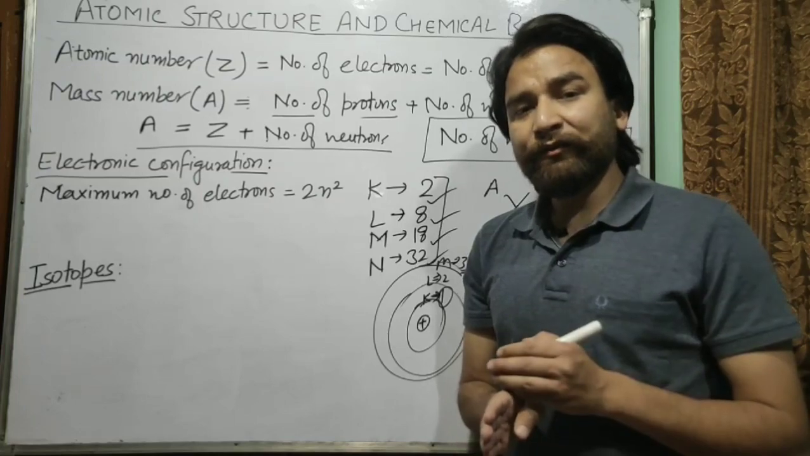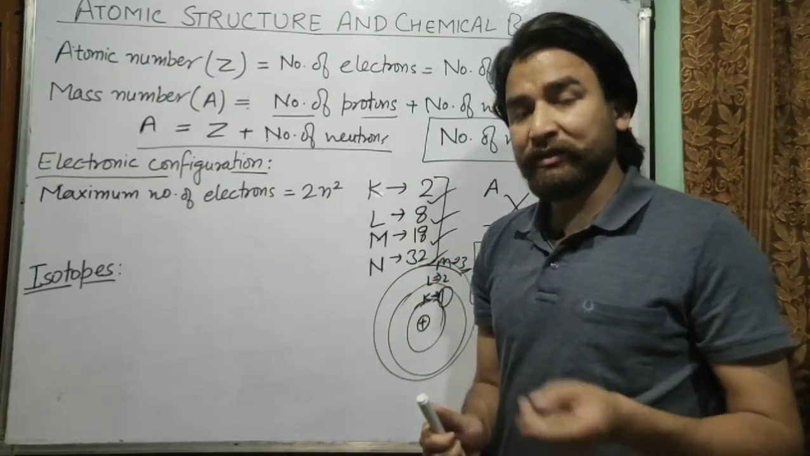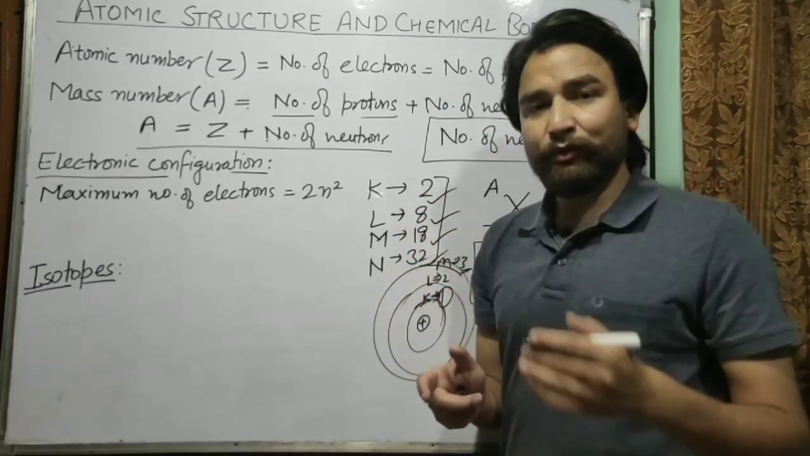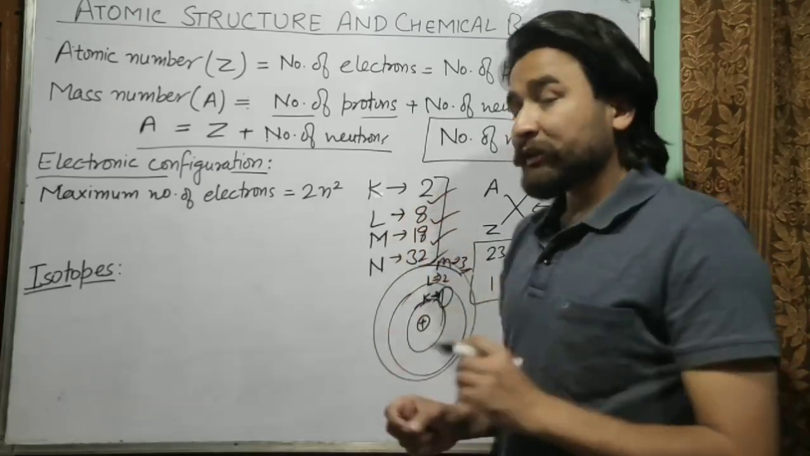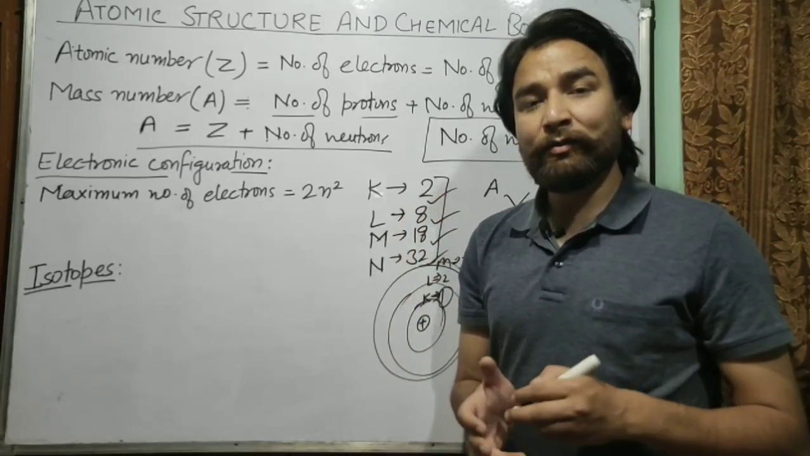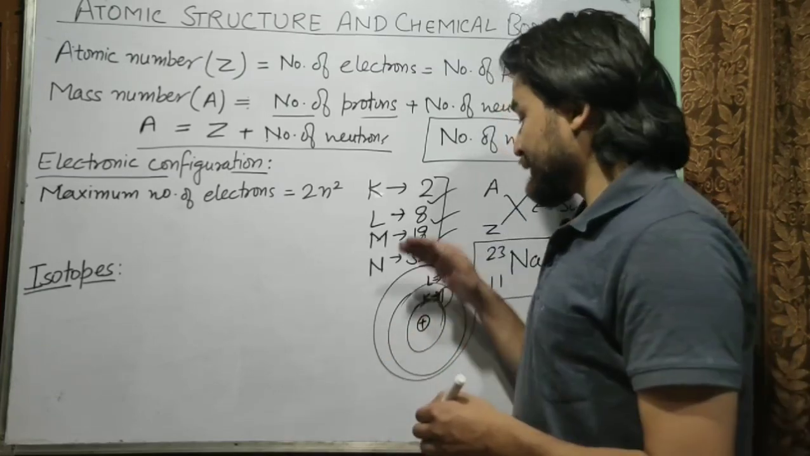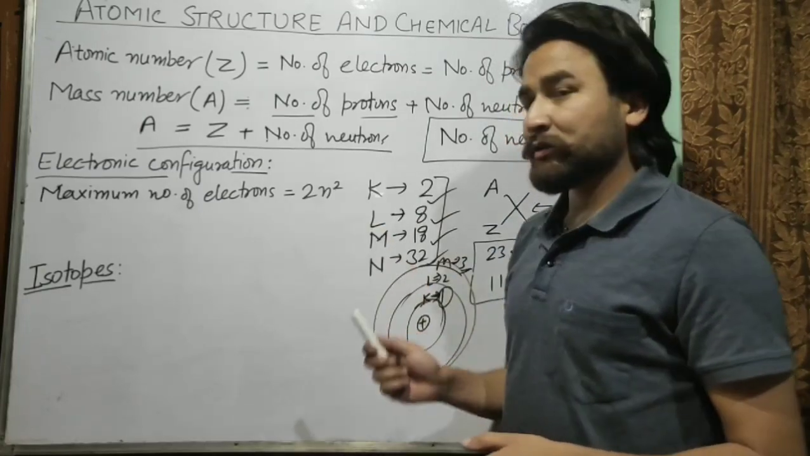The maximum number of electrons does not mean that this number must be present. This number may or may not be. Means the number of electrons in the first shell may be 2 or less than 2, but it cannot be more than 2. Similarly, the number of electrons in the second shell must be 8 or less, but it cannot be more than 8. Similarly, in the third shell, 18 or less. So this is the first rule.